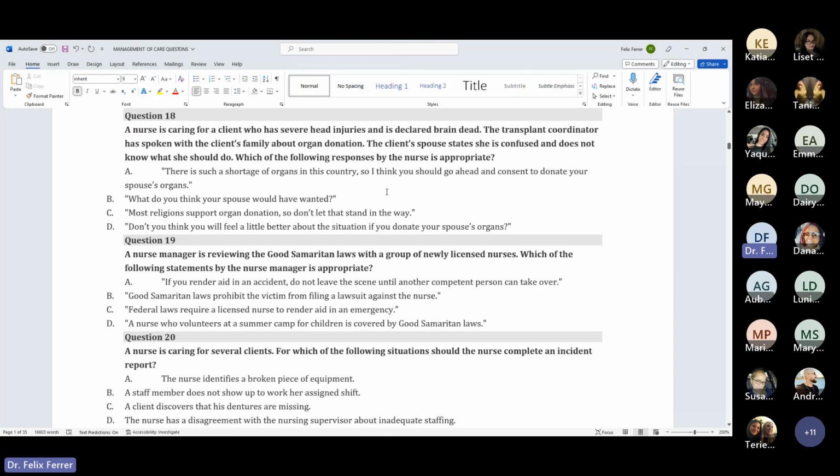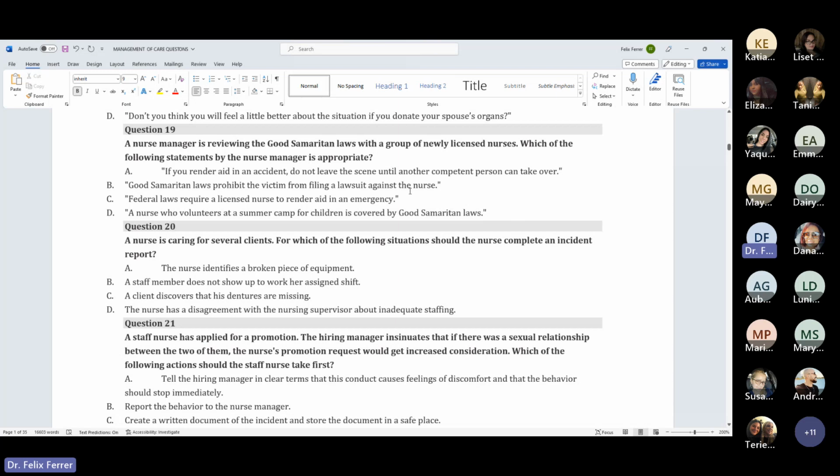18. And this is a scenario for a client who has severe head injuries and is declared brain dead. The transplant coordinator has spoken with the client's family about organ donation. The client's spouse states that she's confused and does not know what she should do. Which of the following responses by the nurse is appropriate? B. What do you think your spouse would want? Really good.